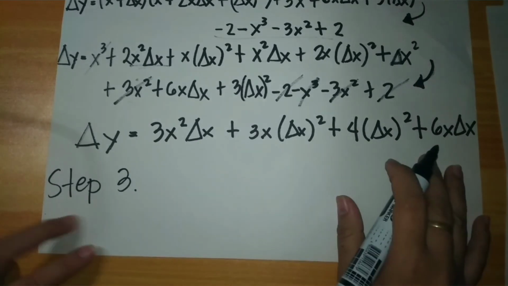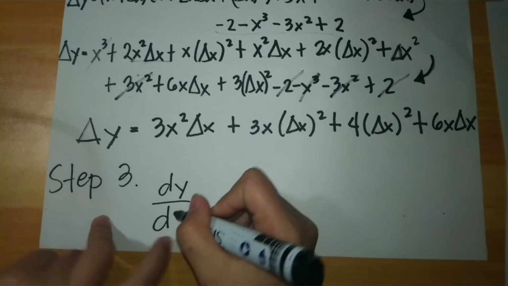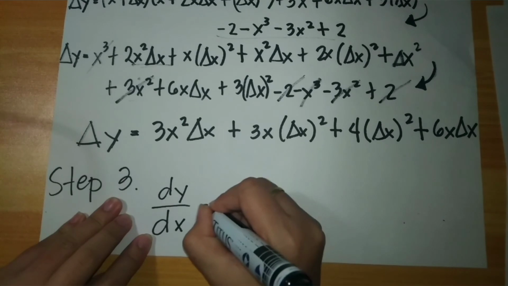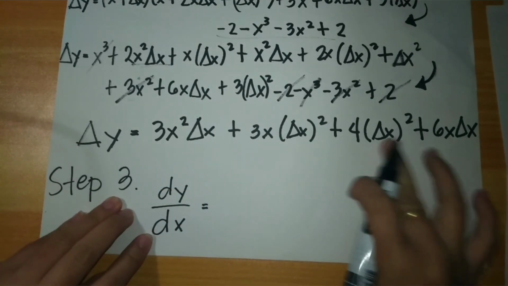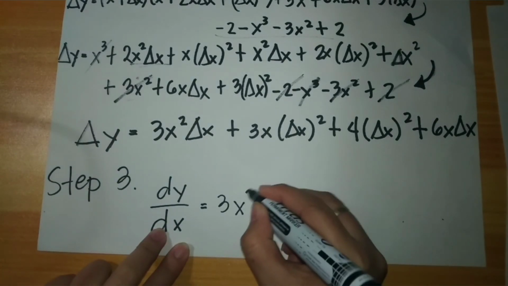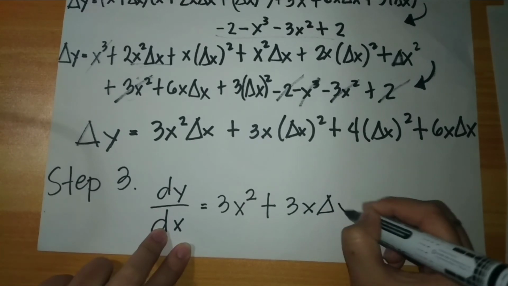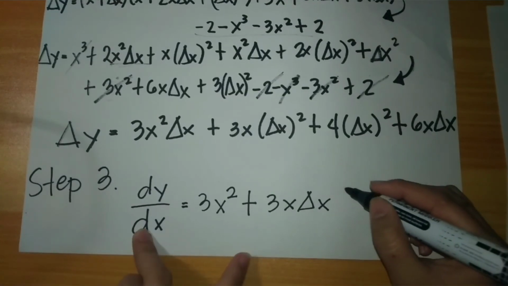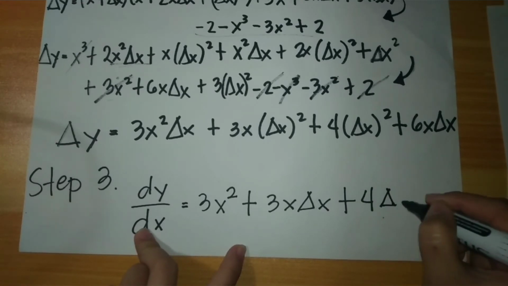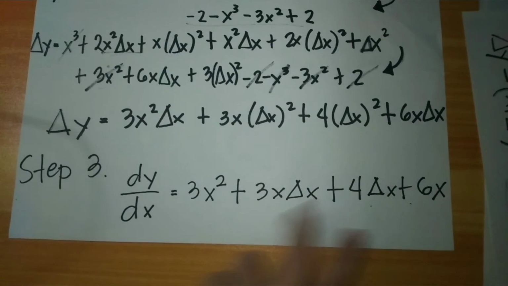Step 3: dy over dx equals, so we divide both sides by delta x. It will remain 3x squared plus 3x delta x plus delta x squared plus 6x.